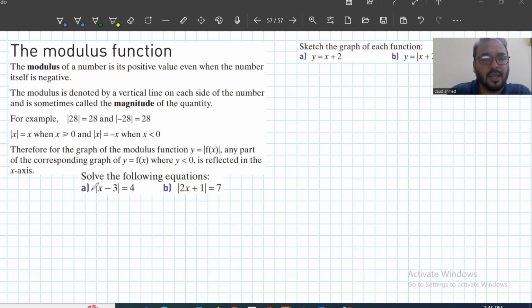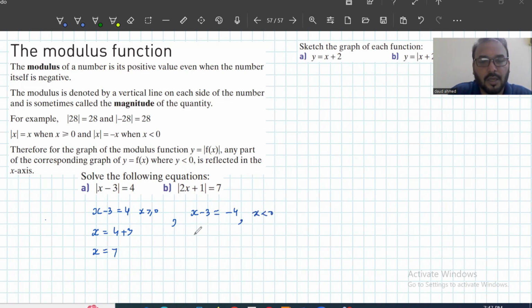See, here we have two questions. The first is modulus of x minus 3 equal to 4, and in this situation we can say that x minus 3 is equal to 4. If you take the positive value, that means we are considering x greater than or equal to 0. So in this case, the value of x is equal to 4 plus 3, which is x equal to 7. But in the same situation, we can say that x minus 3 is equal to -4. It can happen when x is less than 0.